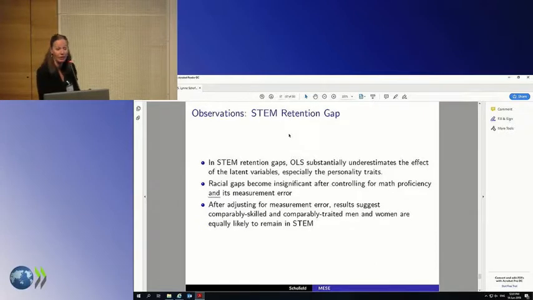In the STEM retention gap, we find that OLS was substantially underestimating the effect of the latent variables, and especially these personality traits, because J was so small in that case. The racial gaps became insignificant after controlling for both math proficiency and for its measurement error. And once we controlled for measurement error, the results suggested that comparably skilled and comparably traited men and women were actually equally likely to remain in STEM.